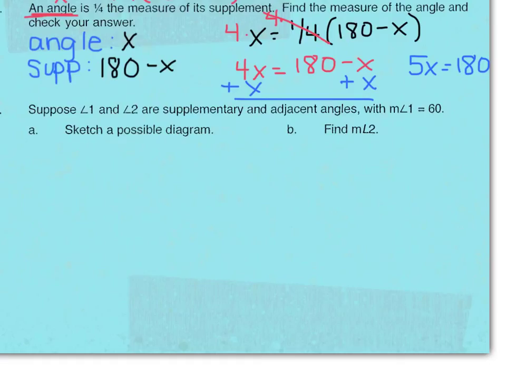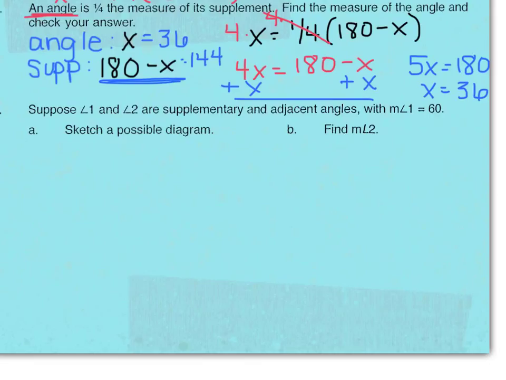But so 5x equals 180, divide by 5, and I think you get x equals 36. So our angle is 36 degrees. What would our supplement be then? 144, yeah. Wait, how do you get the supplement? Oh, I did 180 minus x, so 180 minus 36. Okay? So that would be 144.